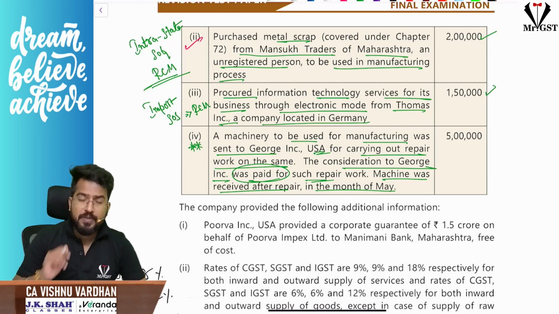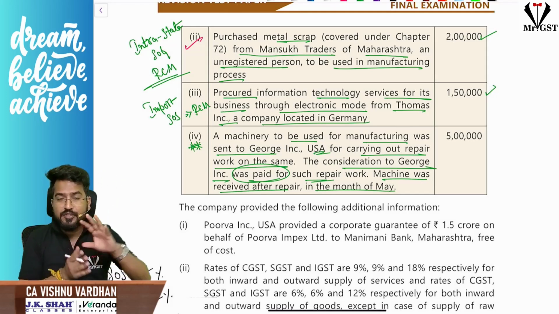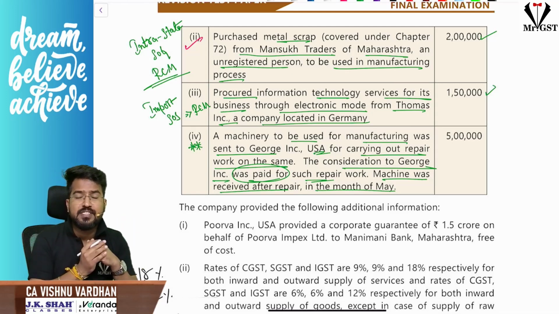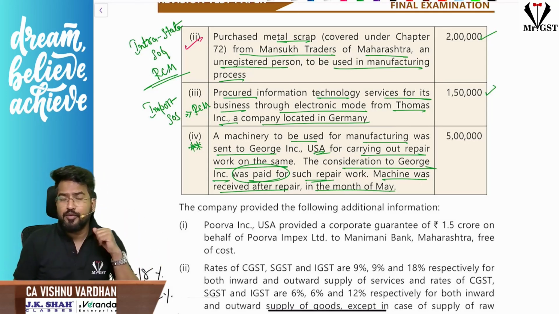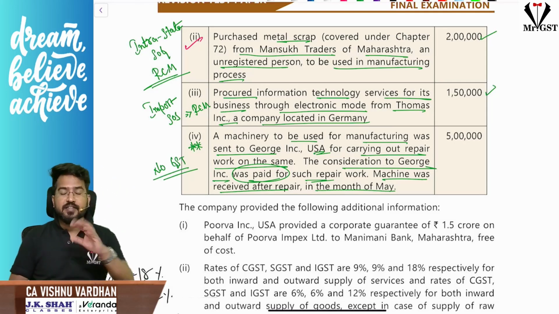Yes, here please understand, the supplier is from USA and you sent the machinery to USA. What is the place of supply as per section 13 subsection 3? Where the goods are to be physically present for providing the repair, where the services are actually performed. Sir, services are actually performed in USA. Location of supplier is also in USA. Place of supply is also in USA. How can you make that taxable in India? Are you understanding the point? So here actually no GST. That is another interesting part.